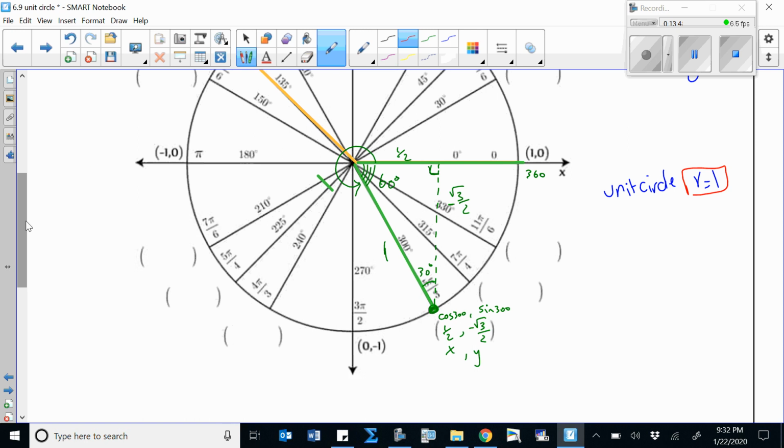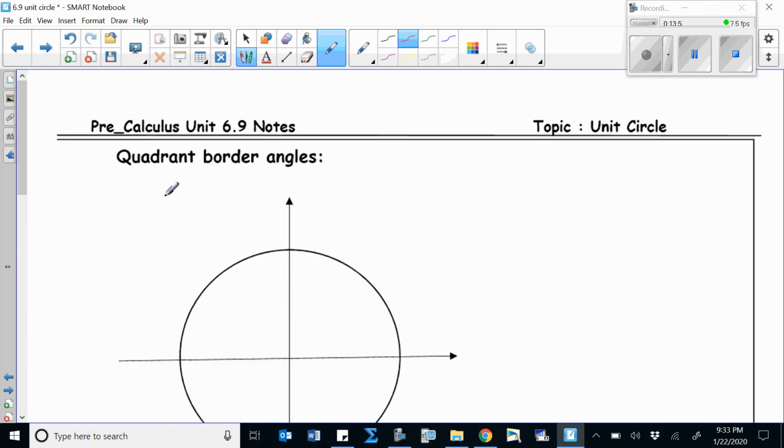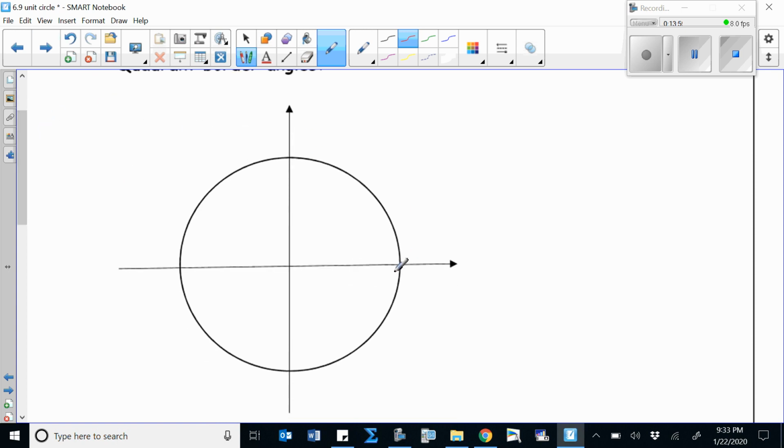Okay, now let's talk about the angles which are on quadrant borders. The angles which are on quadrant borders are these ones. This one, this one, this one, and this one. These are on the quadrant borders. We know that this is 0, this one is 90, 180, 270, and 360.